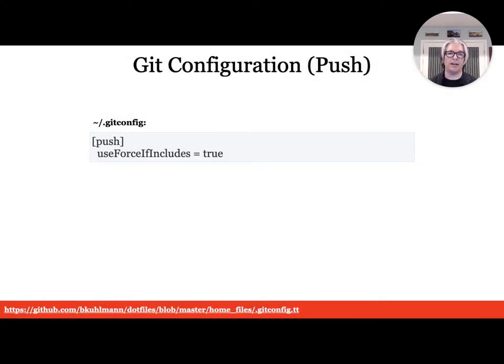Lastly is the push configuration for your global Git configuration. So use force includes is what I was telling you about earlier. If you don't want to type that out each time, so this requires, by the way, Git 2.30 and higher to actually enable. But when you enable that, you don't have to type this long command line out anymore. It's still kind of long, but you don't have to type out the force if includes anymore because you've turned it on. So I highly recommend turning this on too.